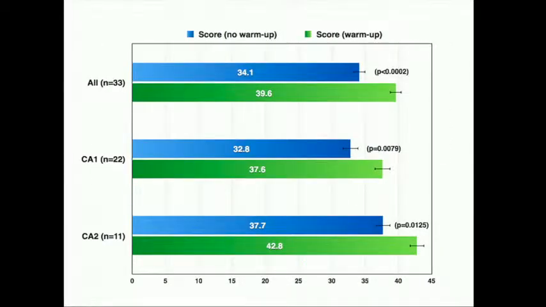And these are the scores. So the scaled scores you can see. So for all participants, the mean scaled score was 39.6 without the warm-up, 39.6 with the warm-up, 34.1 without. And this persisted through CA2s and CA1s. Again, with the scale score, a higher number is better, as opposed to the time where a lower number is better. So you can see there was an improvement across all categories for this as well.